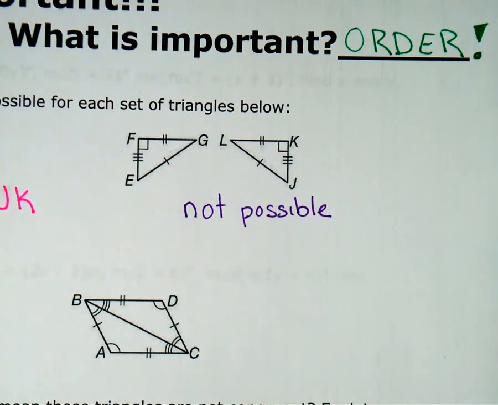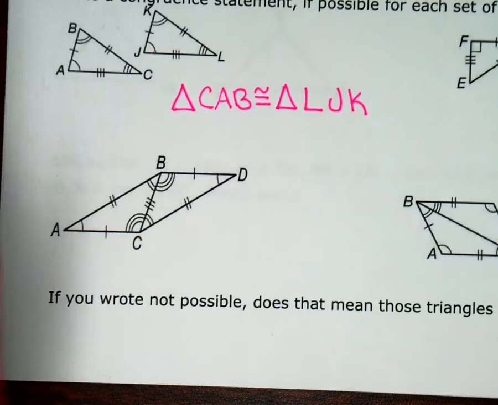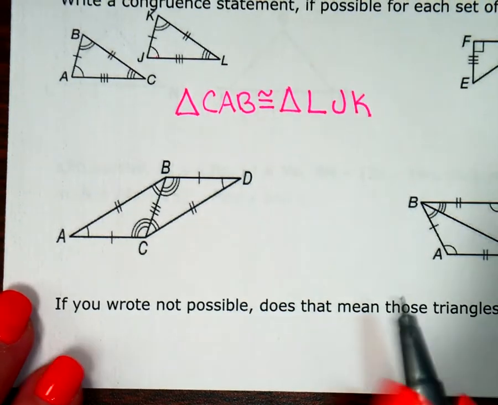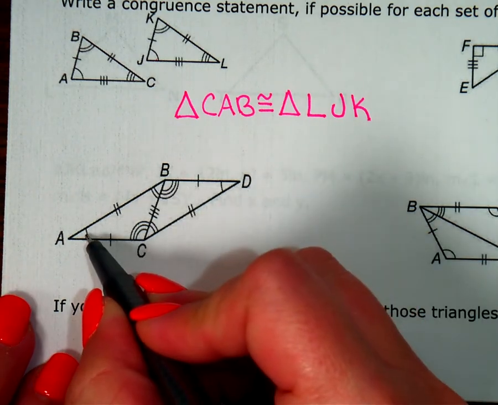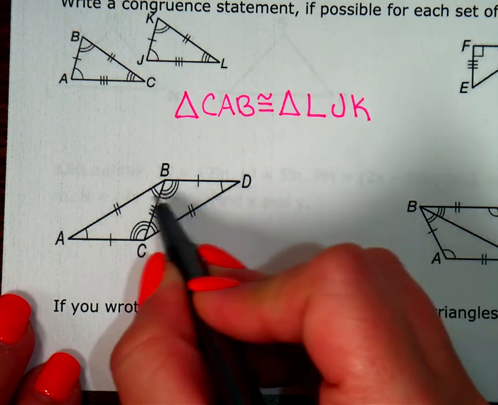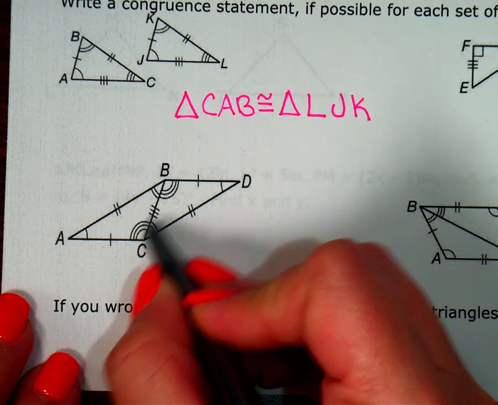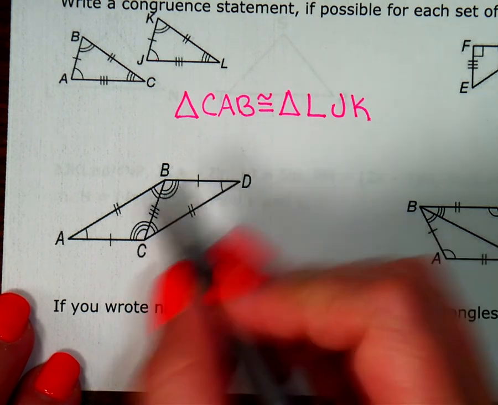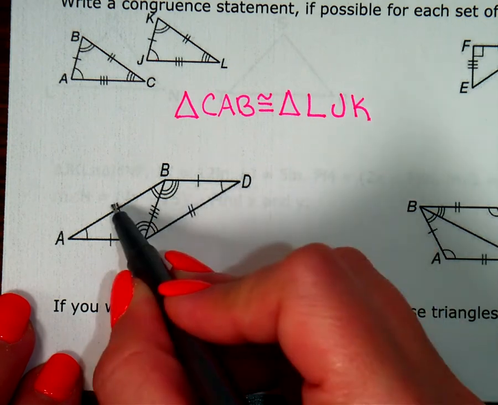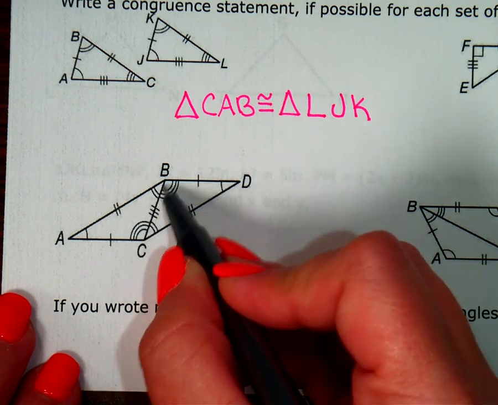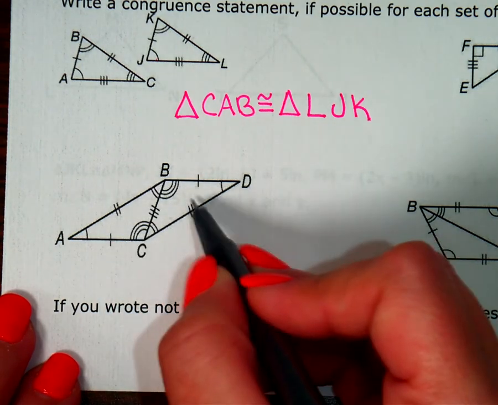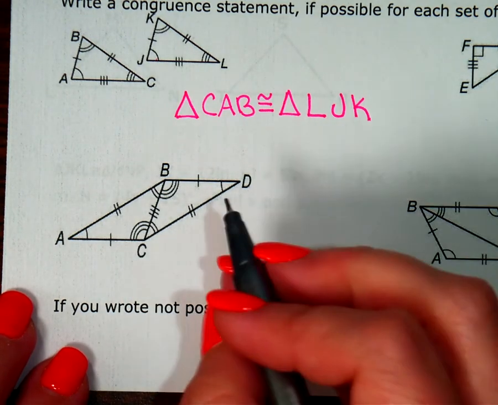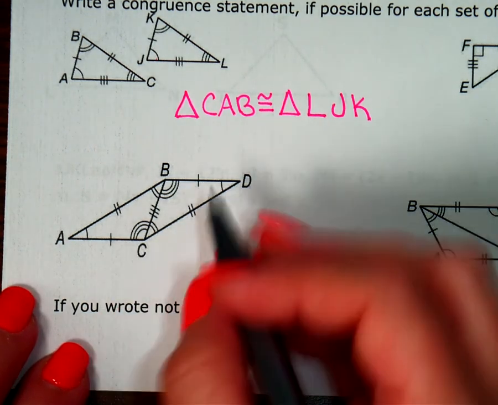All right, let's look at the next one. For this one here, when I look at my left triangle and my right triangle, I have a single that matches with a single. I have a double that matches with a double, and a triple that matches with a triple. So we're good on our angles. And then our sides, single, single, double, double, triple matches with the triple. So all my sides have a matching part in each triangle, and all my angles have a matching part in each triangle. So we can say that yes, these triangles are congruent.